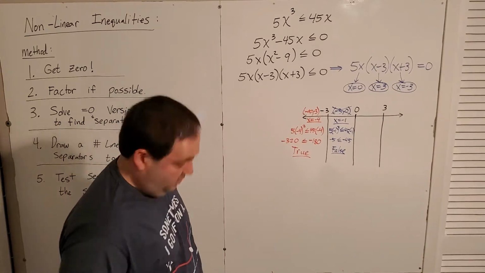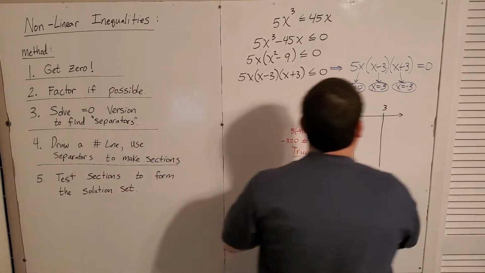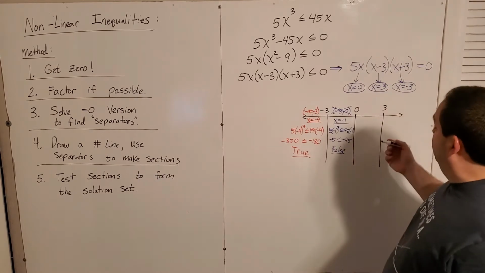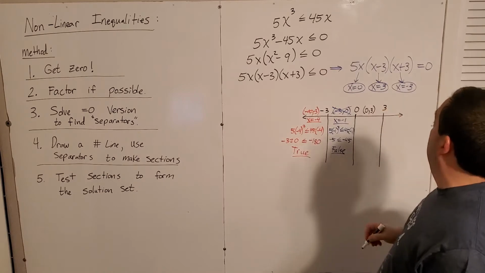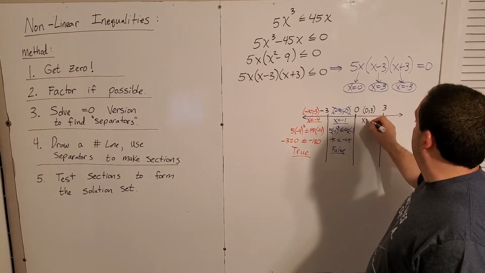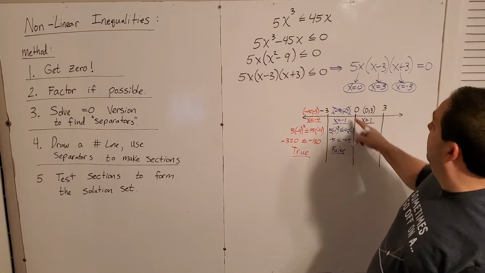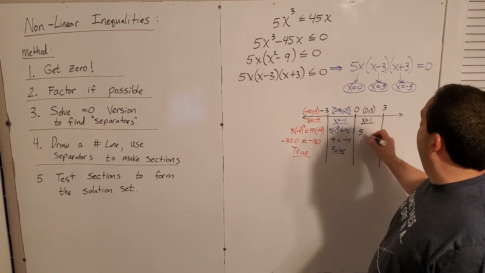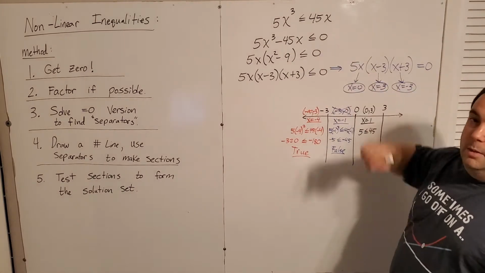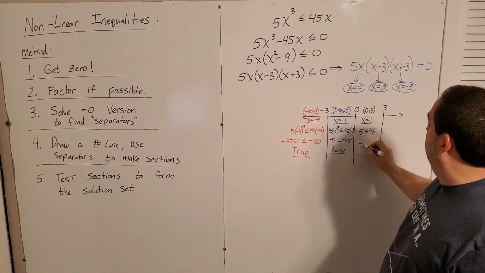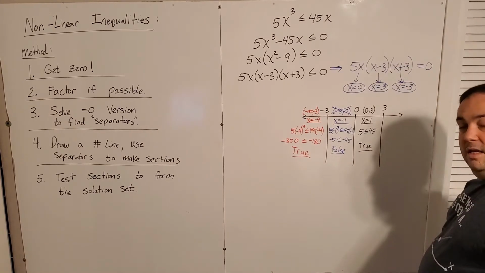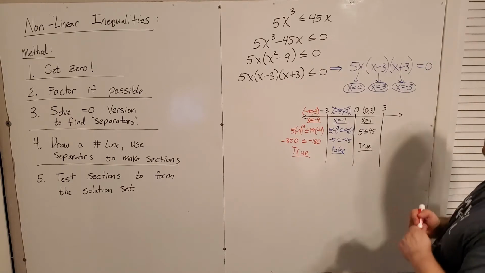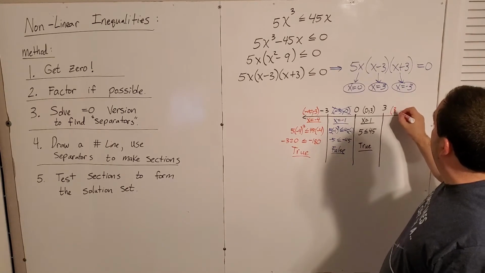Okay? So on and so on. Pick a number between 0 and 3. On the interval 0 to 3, maybe I'll pick x equals 1. If I plug in 1, I'm going to get 5 less than or equal to 45, because it's times 1 times 1, which is true. And then in the last section here, anything from 3 to infinity.